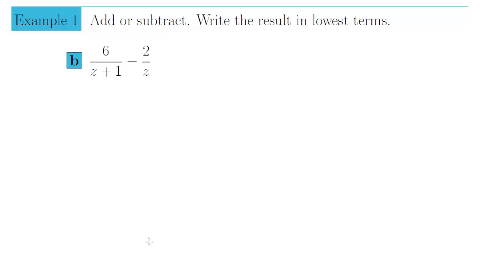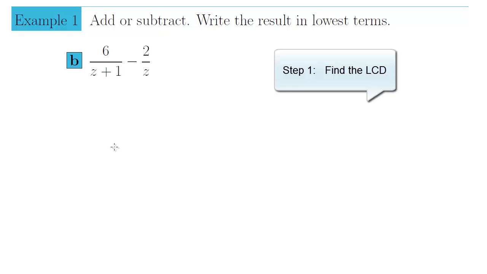Example 1b. Subtract and write the result in lowest terms. 6 over z plus 1 minus 2 over z. We first observe that our rational expressions have unlike denominators. Also, we're going to be subtracting them this time. So we begin as before. Our first step is to find the least common denominator.